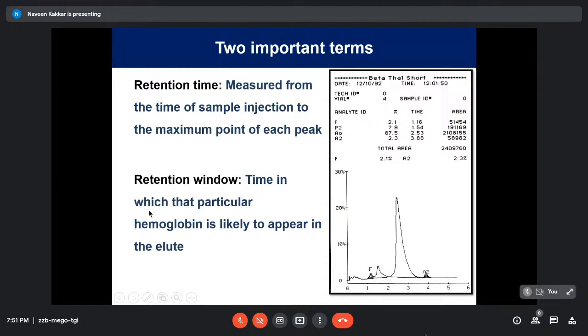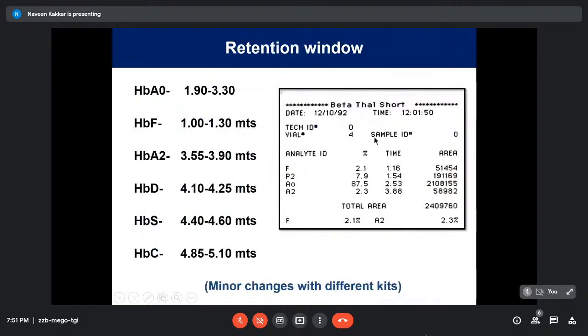The retention window is the time in which that particular hemoglobin is likely to elute, or come out. Which means if the retention time is 2.5, then maybe 1.9 to 3.3 will be the window in which this hemoglobin is expected to come out. I'll give you some examples of retention windows. You don't need to memorize this, but just remember some parts of the sequence. Let's say A0 is 1.9 to 3.3. F is much earlier, A2 is beyond that, and then there's a pattern: D first, S first, and then C. So you may see 4.1 to 4.2, 4.4 to 6, and so on.